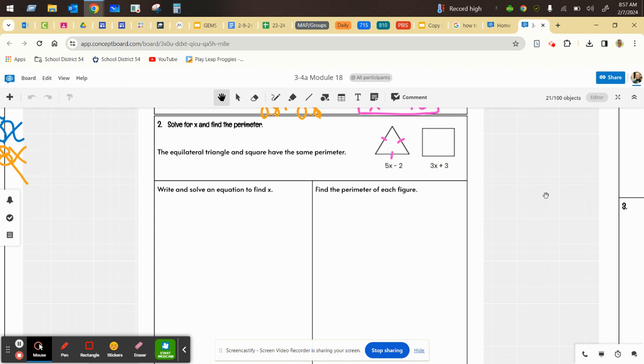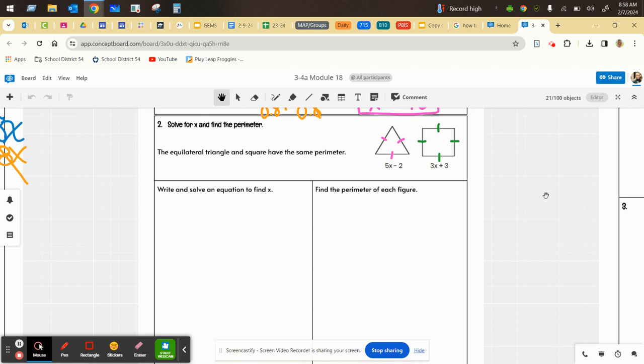And then we have a square. What's special about a square? All sides are the same. So every side is 3x plus 3. So it says the equilateral triangle and the square both have the same perimeter. So same, equal. The perimeters are equal.